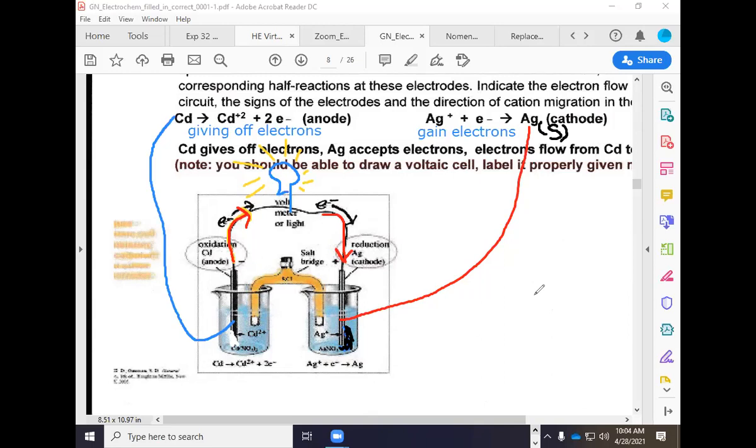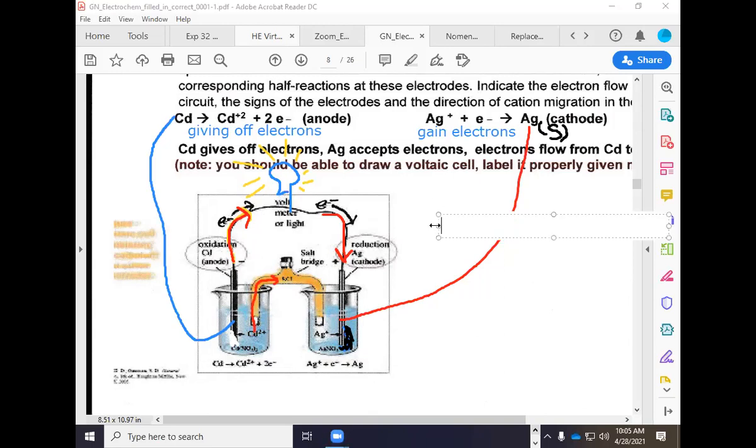Professor. Yes. So then, I thought before you showed us this that when the cadmium ions break off, they would be flowing through the wire and come to the silver. No, the wire is for the electrons. The cadmium ions would go through your salt bridge. The salt bridge is for the ions. The wire is for the electrons.